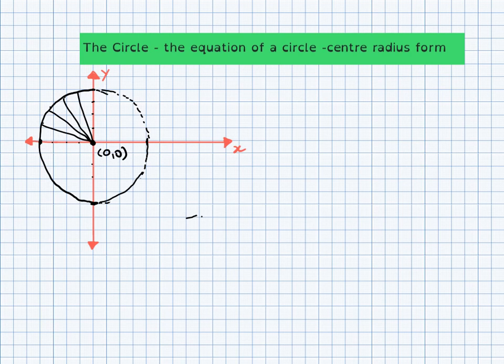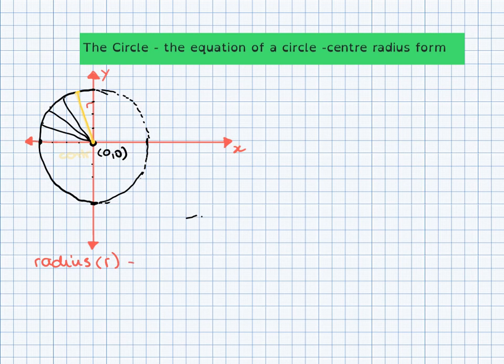Now every circle has a center, which is this point here. The first person asked to stand at the origin is the center, so I'm going to label that as well. I'll use a different color, since I can't see it: center. The circle also has a radius. The radius is this line here, from the center to the line of the circle. It's the distance between the center and the circle. I'm going to label this line as R, for radius, and we use the letter R to represent radius.